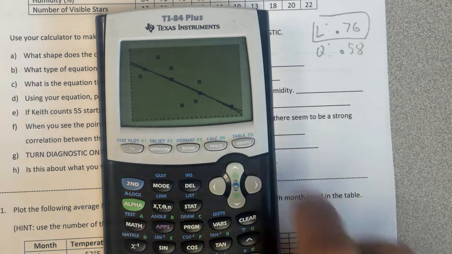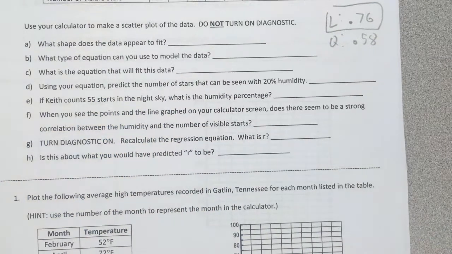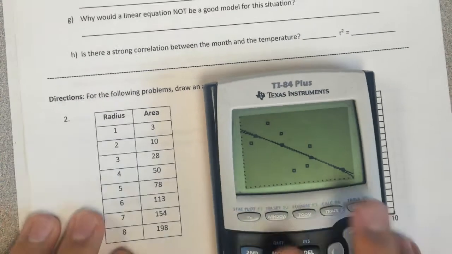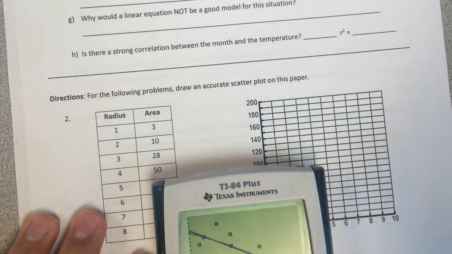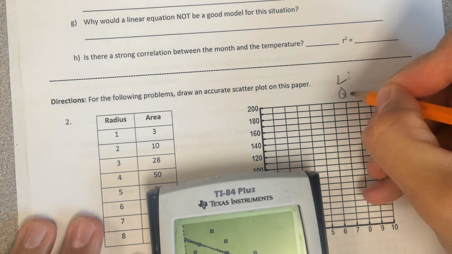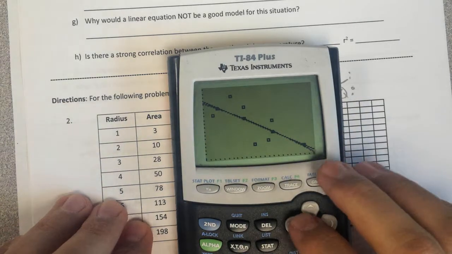Okay, let's look at another example. Let's skip to one that I know is quadratic: area and radius. So we're going to look at how strong linear it is and how strong quadratic it is. So let's go ahead and put this new data in the graphing calculator.